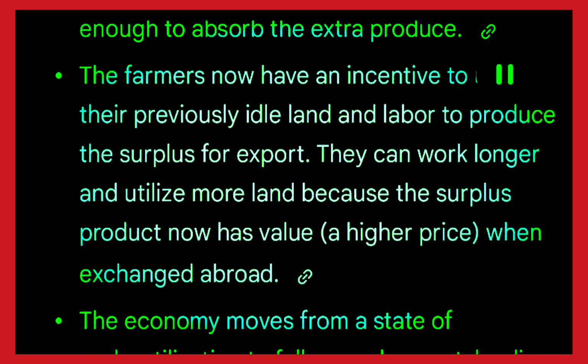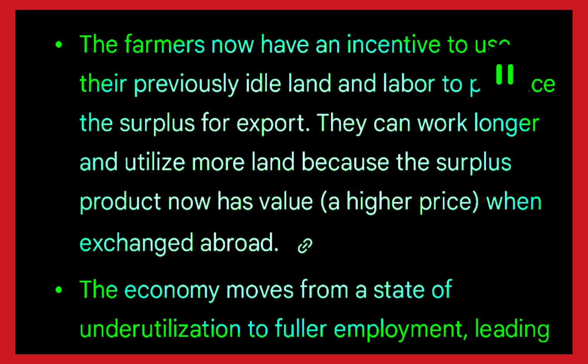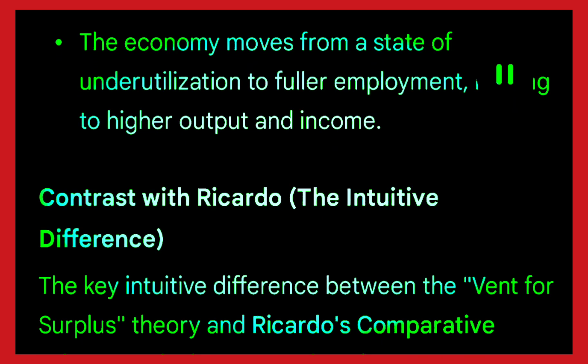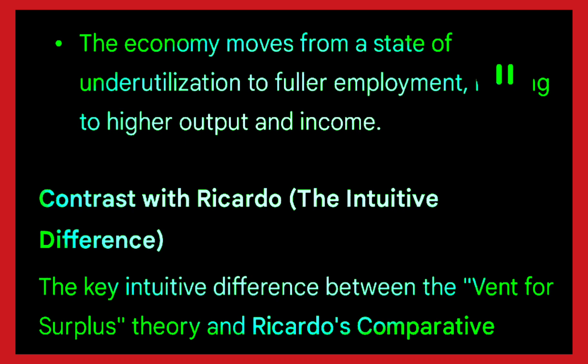The farmers now have an incentive to use their previously idle land and labor to produce the surplus for export. They can work longer and utilize more land because the surplus product now has value, a higher price, when exchanged abroad. The economy moves from a state of underutilization to fuller employment, leading to higher output and income.